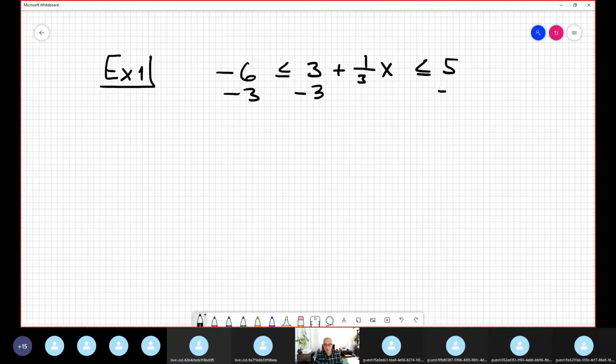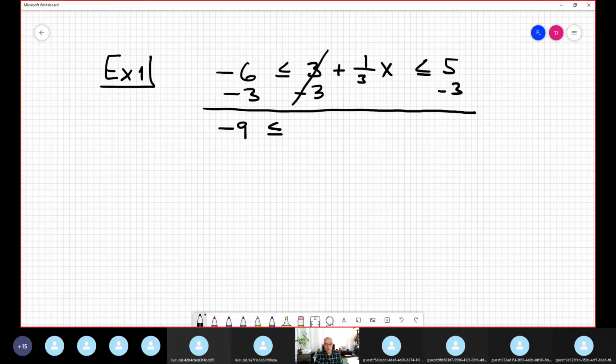Because my goal, remember, is to solve for x. You subtract 3 in order to remove that 3. It's a -9, so this cancels out. This is the intention. And this is 1/3 x less than or equal to, no? 5 minus 3.